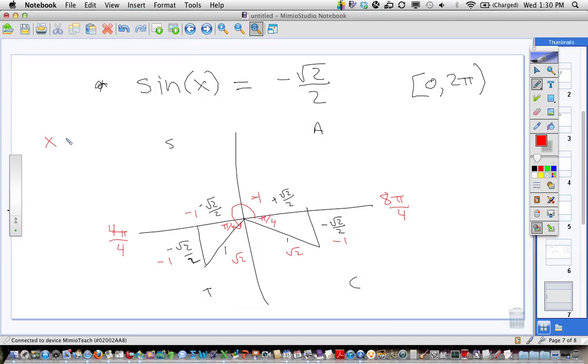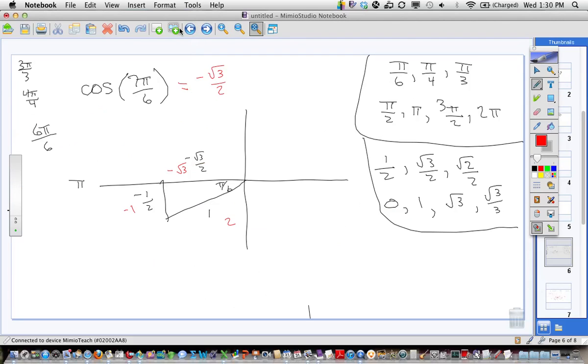So that's 5 pi fourths. And what's this one? This one is 1 short of 8 pi fourths, which would be 7 pi fourths. And so there is the answer to that. So again, each of those are important problems to be able to do, and they have to do with these important kind of things here.